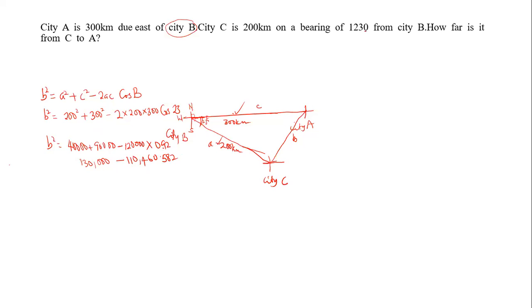So in that case, 130,000 minus that will give us 19,539.418. So the square root of 19,539.418 will give us what?